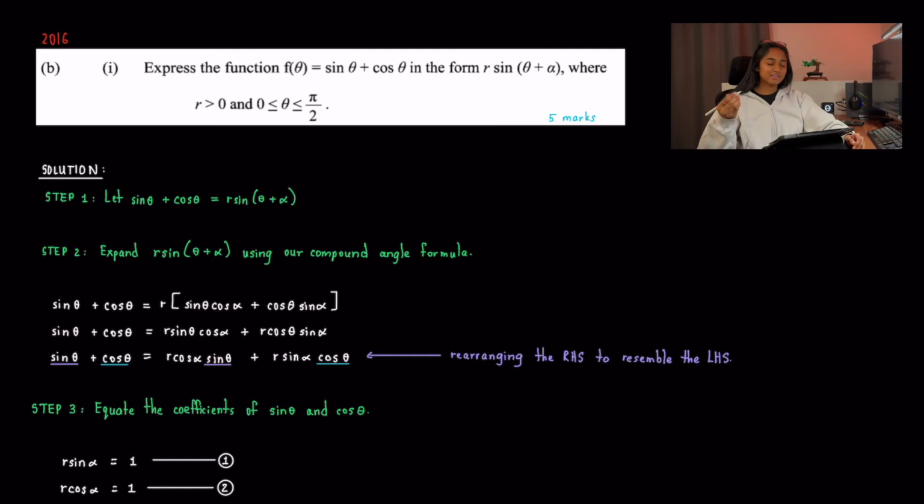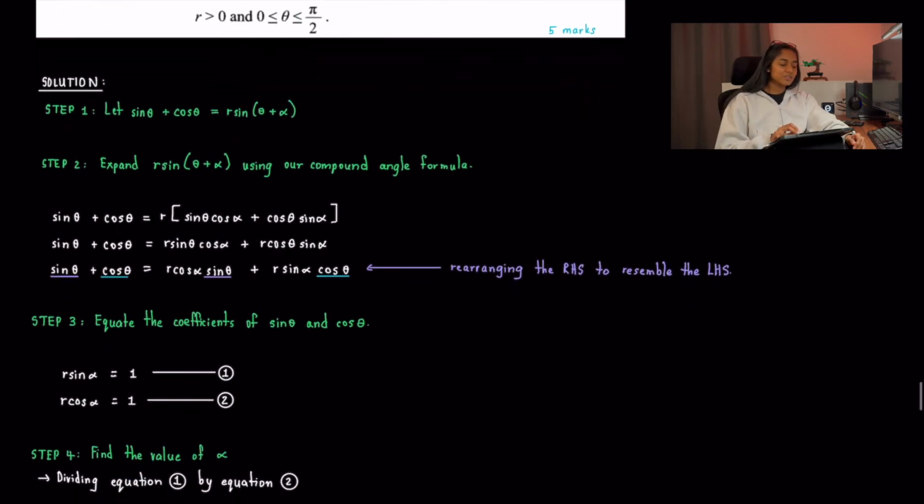2016, for 5 marks, says to express the function f of theta equals sine theta plus cos theta in the form r sine of theta plus alpha, where r is greater than 0 and theta is between 0 and pi over 2. When we see pi over 2, we know that we need to use radians. Okay, all of this is for 5 marks. Let's begin. The solution goes as such.